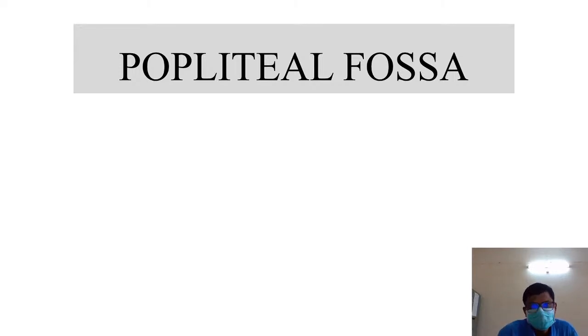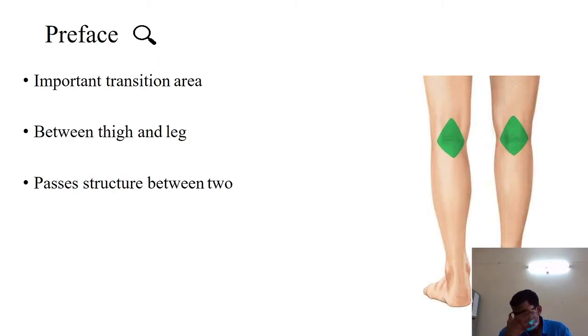So let us see today's topic, that is the popliteal fossa. Coming to the preface, this popliteal fossa is a very important transition area between the thigh and the leg. The green colored, diamond shaped part you are seeing here is called the popliteal fossa, and it is the transition area between the thigh region and the leg region, that is the knee joint region. Please remember, it is present over the posterior surface of the knee joint.